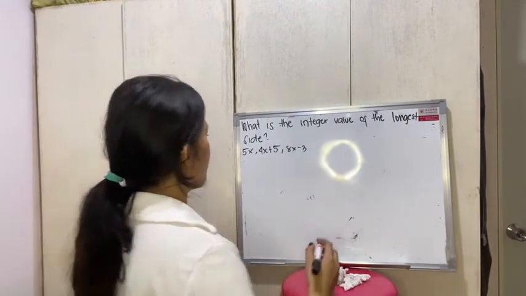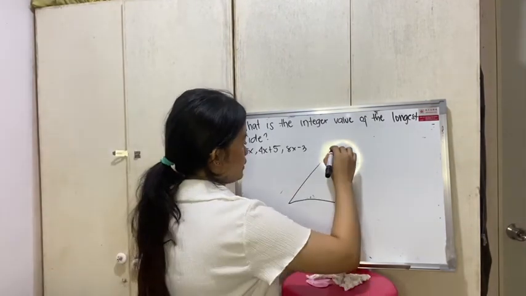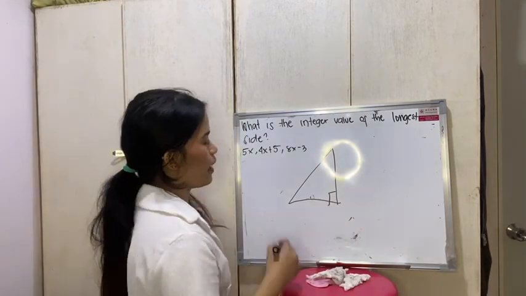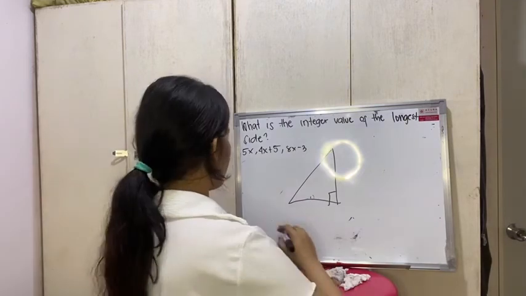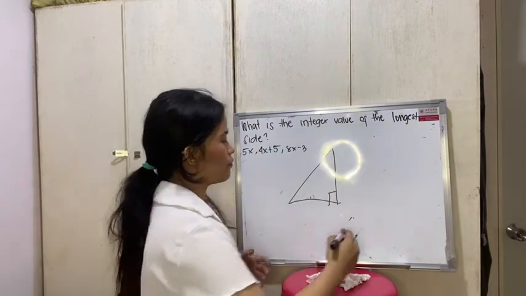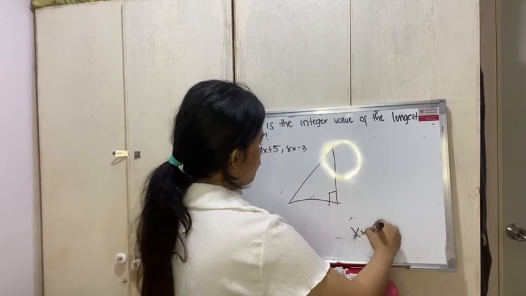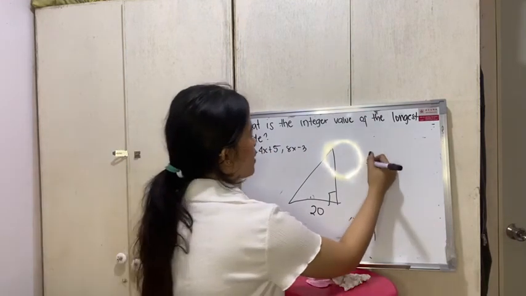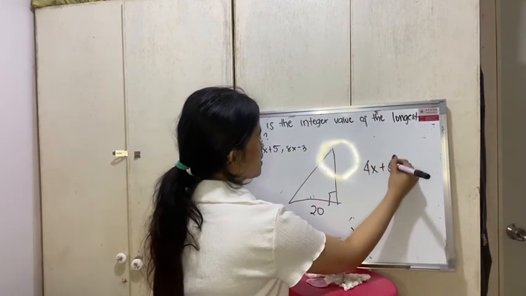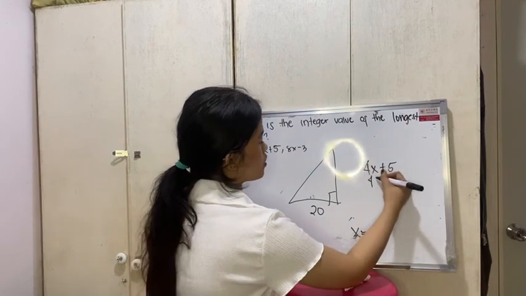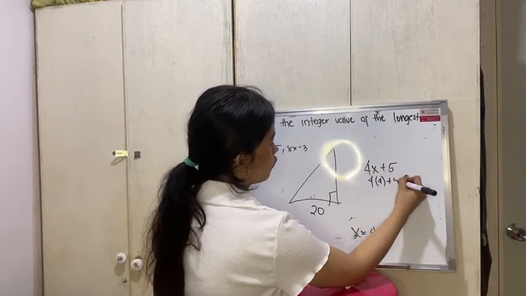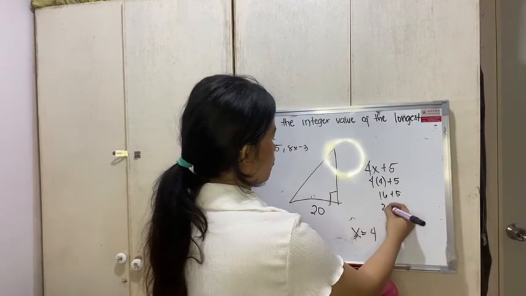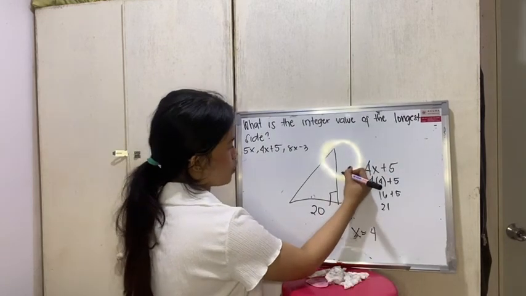So now let's go back to our triangle. If one side is equal to 5x and the value of x is equal to 4, then 5x is going to be 5 times 4, which is equal to 20. And the value of b is 4x plus 5. Substituting the value of x, which is 4, 4 times 4 is equal to 16, plus 5 is equal to 21. So our b is going to be 21.